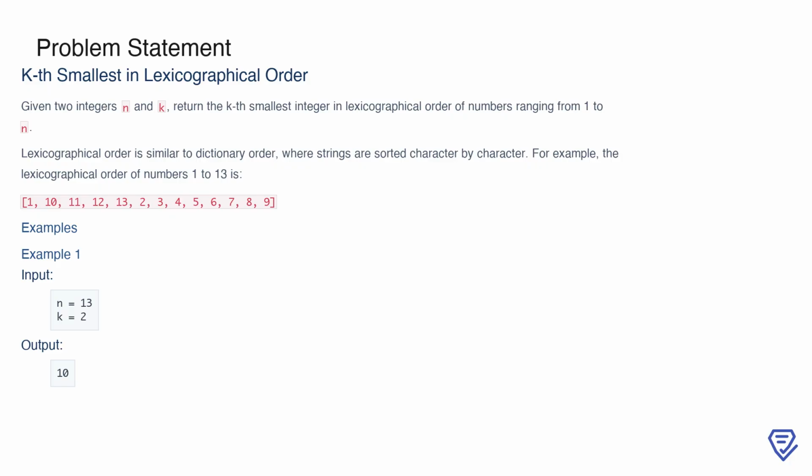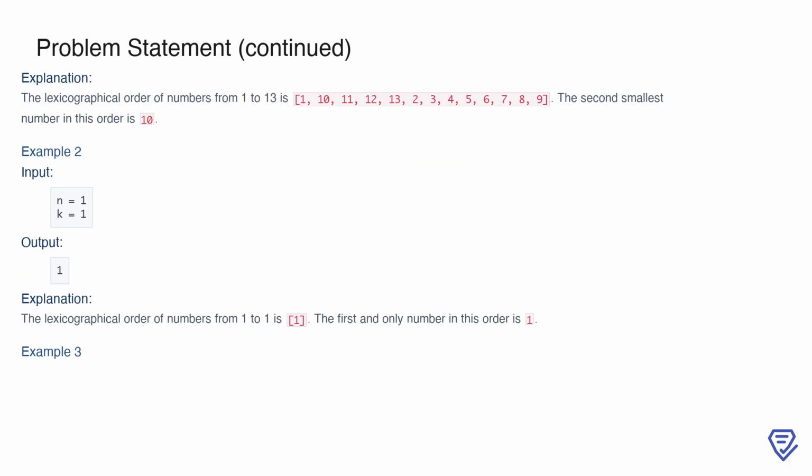Let's take a look at an example to understand this better. For n equals 13 and k equals 2, our task is to find the second smallest number in the lexicographical order. Here's the explanation for the first example. The numbers from 1 to 13 arranged in lexicographical order are 1, 10, 11, 12, 13, 2, 3, 4, 5, 6, 7, 8, 9. If we count through this sequence, the second number is 10. So, the output is 10.